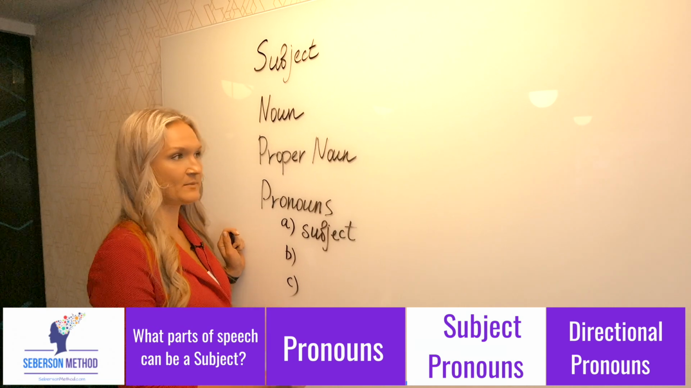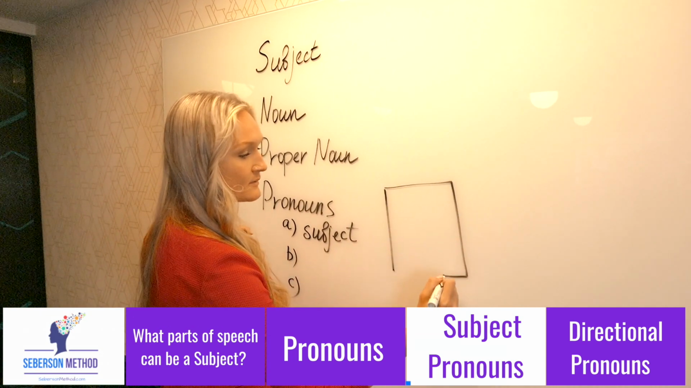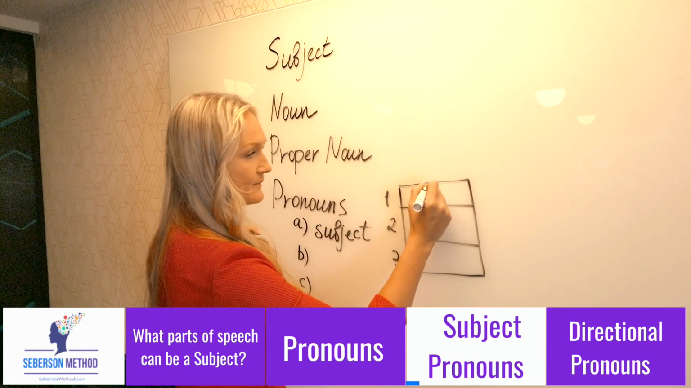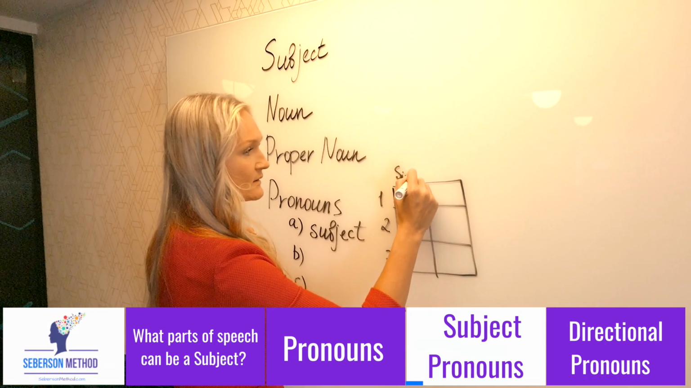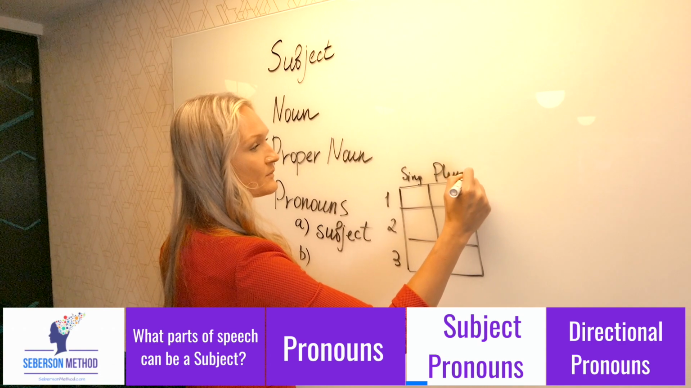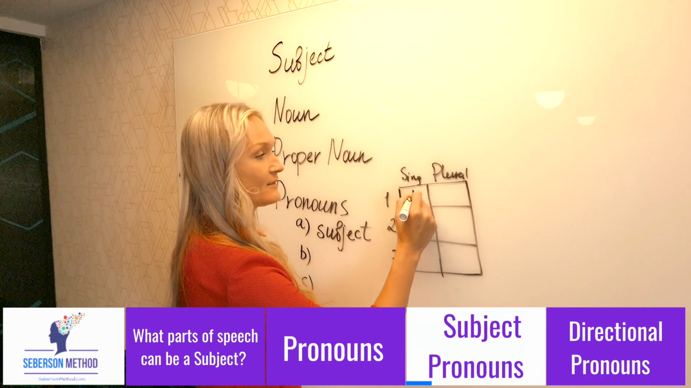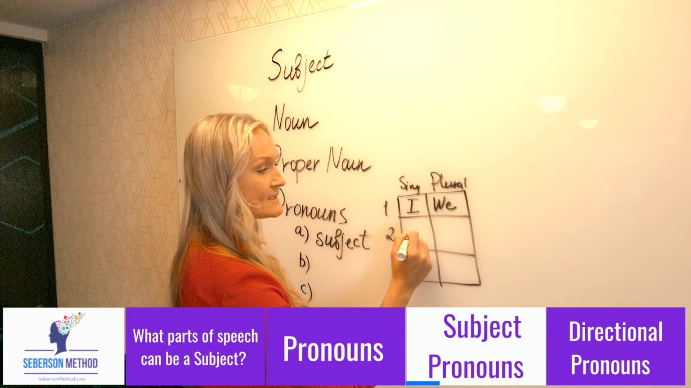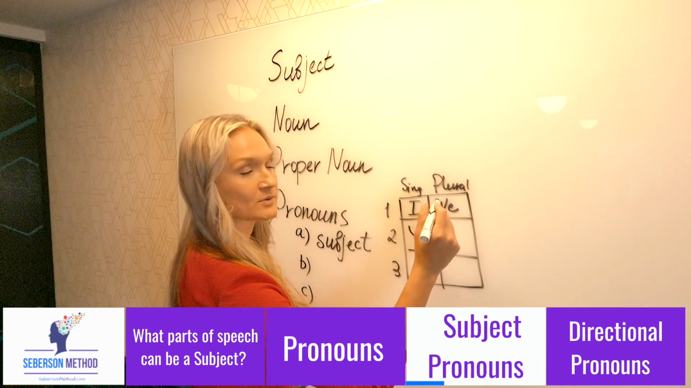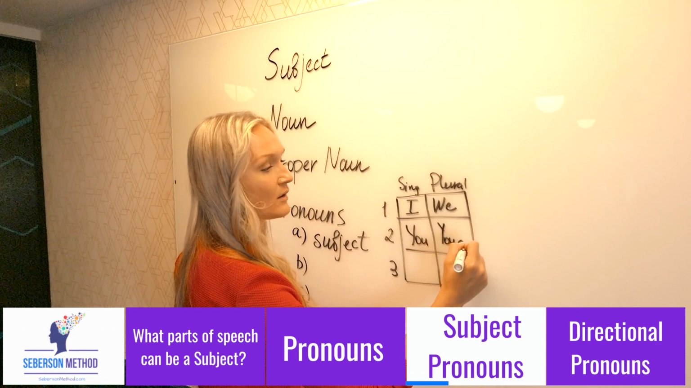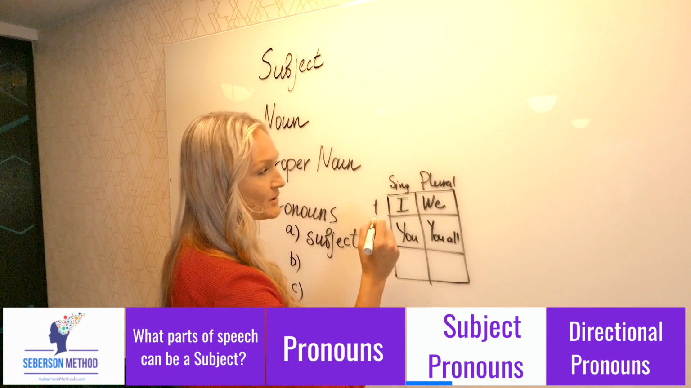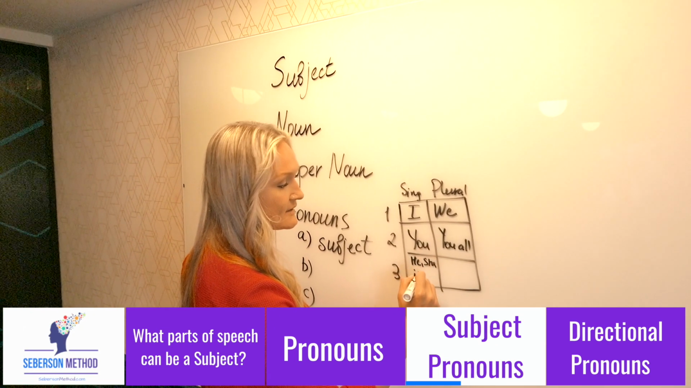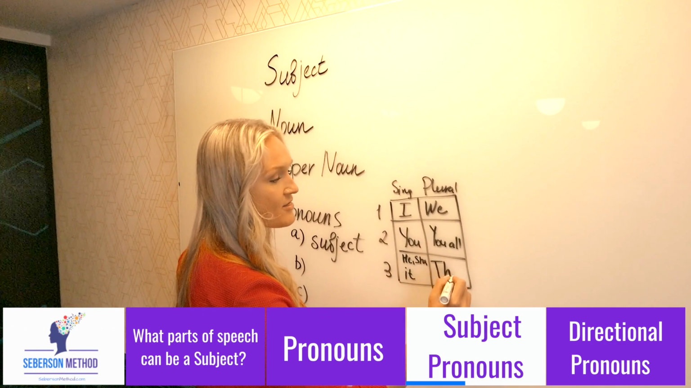And they could be divided up into first person, second person, and third person, singular, and plural. First person singular pronoun is I. First person plural pronoun is we. Second person singular pronoun is you. Second person plural pronoun is you all, or y'all. Third person singular pronoun is he, she, it. Third person plural pronoun is they.